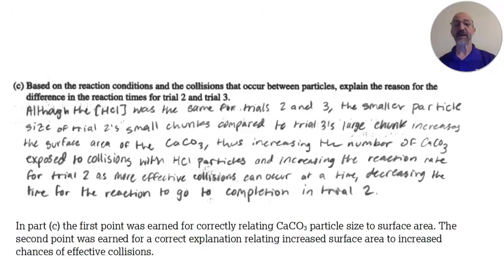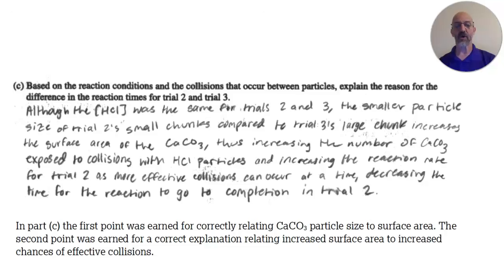So they say, although the concentration of HCl was the same for trials 2 and 3, the smaller particle size of trial 2's smaller chunks compared with trial 3's large chunk, increasing the surface area of calcium carbonate, thus increasing the number of calcium carbonate exposed to, and there's that word, collisions with HCl particles, and increasing the reaction rate for trial 2 as more effective collisions can occur at a time, decreasing the time for the reaction to go to completion.